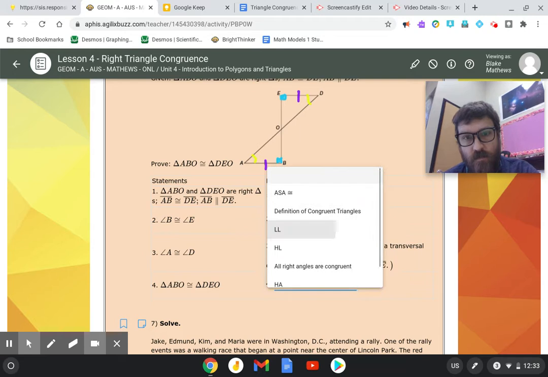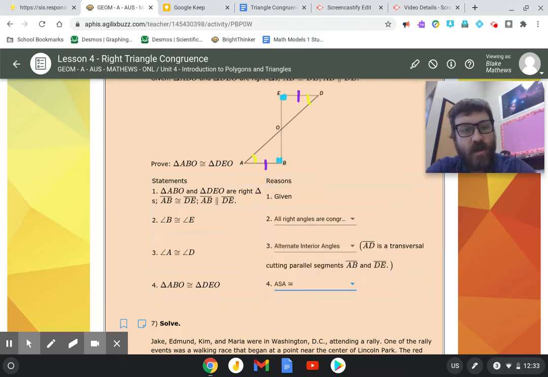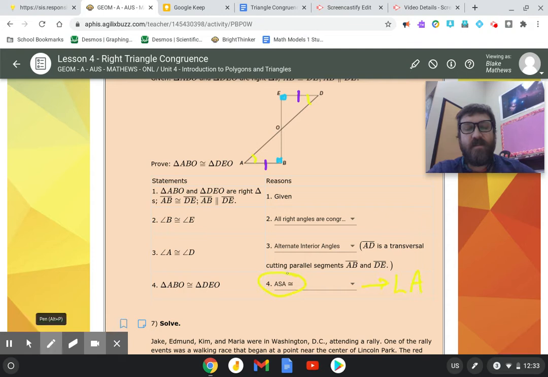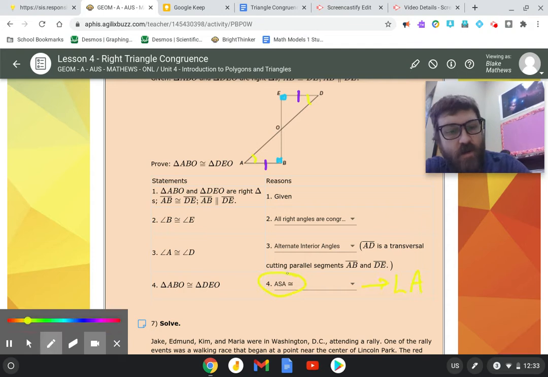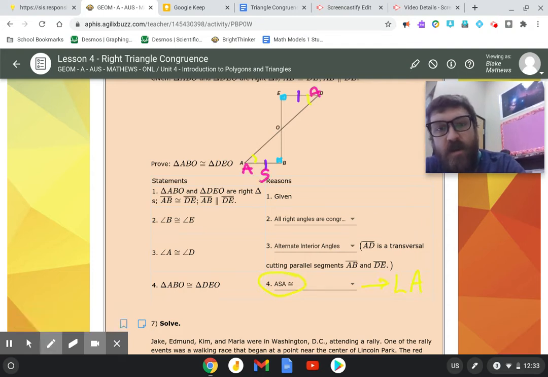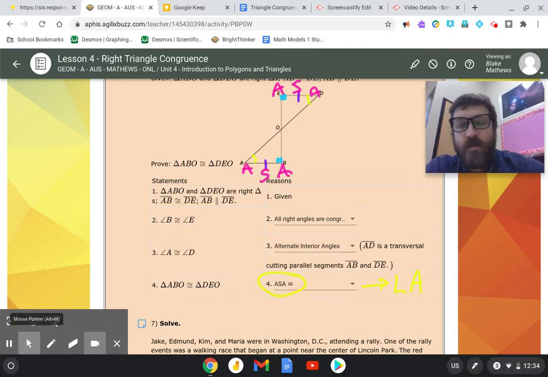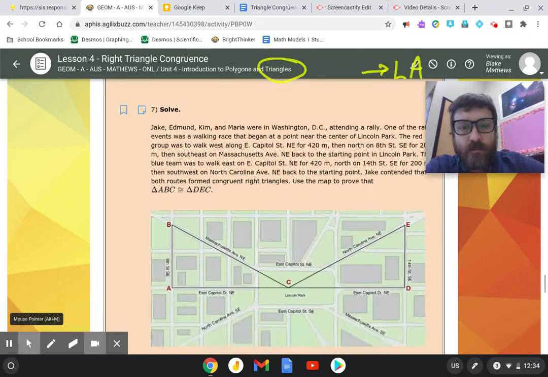And so they don't give us that, which is a little bit weird, but I'm assuming they want us to choose ASA. Now we know it's actually also the same as AAS, but for the purposes of this, we're going to use ASA congruence because we can see up here in our diagram, we have an angle, a side, and an angle there. And that's where we get ASA from. All right, so make sure you get those answers for the proof down.